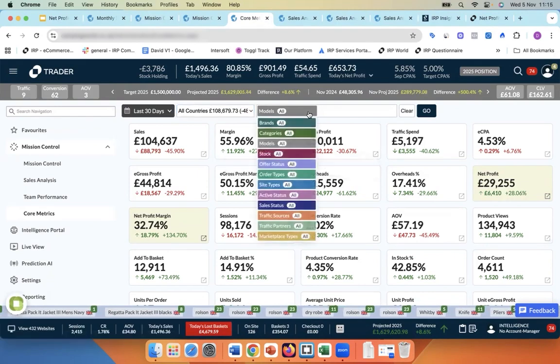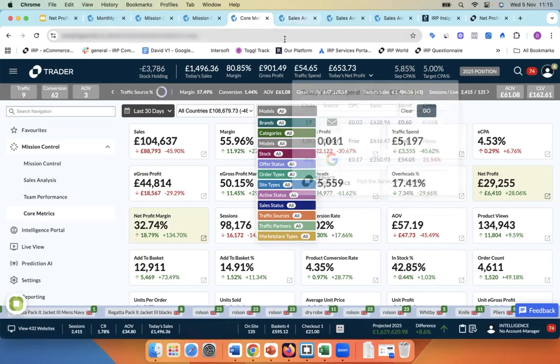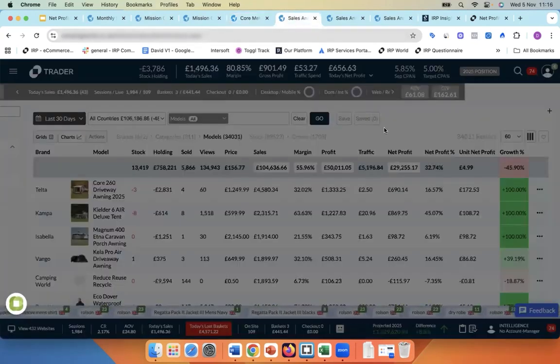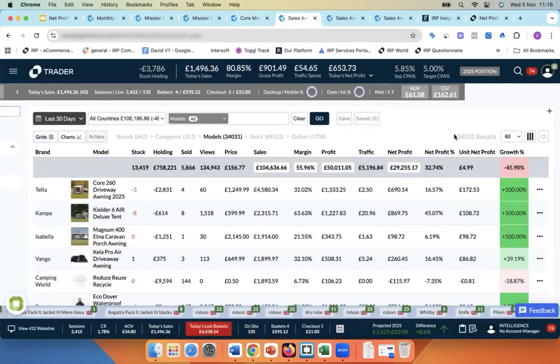Also, you can have a look at your brands, your categories, your models, and, as I said, your traffic sources. So you can look at your PPC performance, your email marketing performance, etc., and just use that power filter there to really segment and delve as deeply into the data as possible. And just to continue on with sales analysis, that is the granular level of your data, right down to stock, to model, brands, and categories.